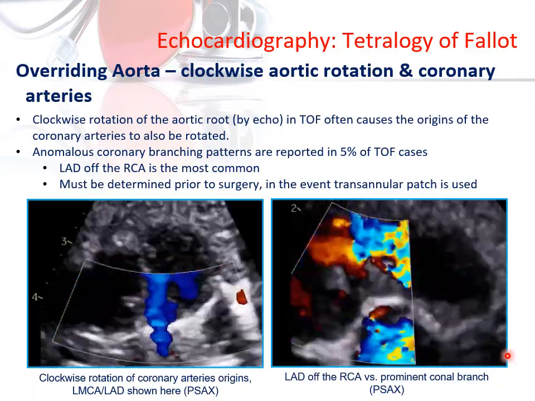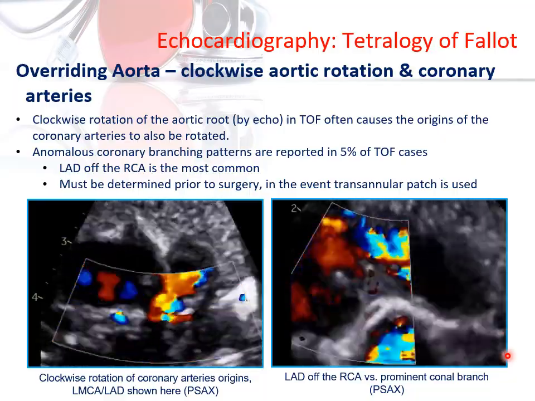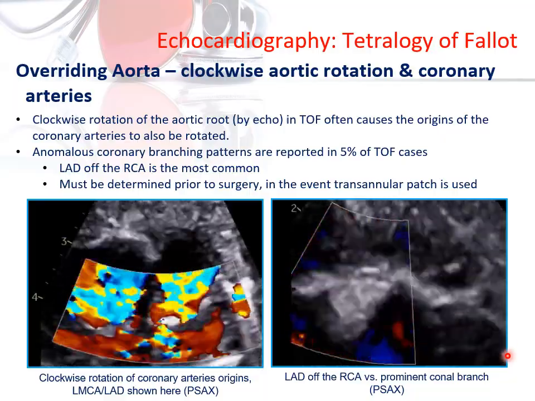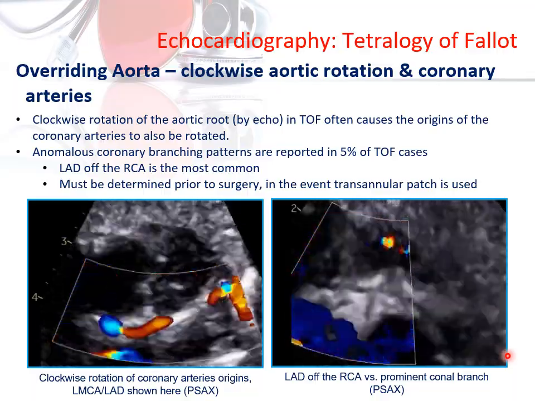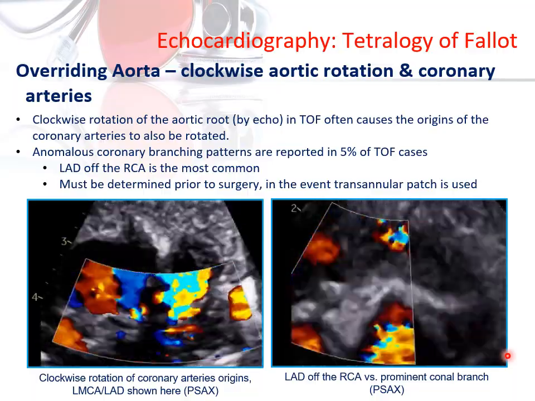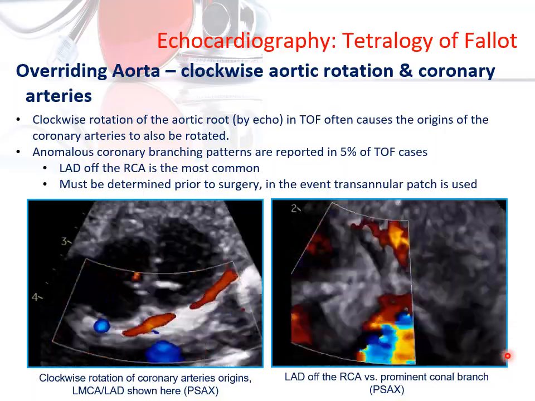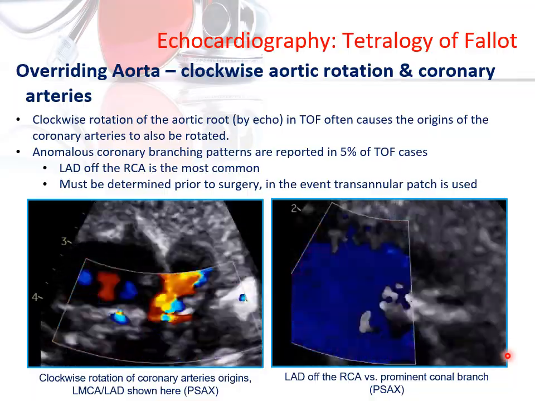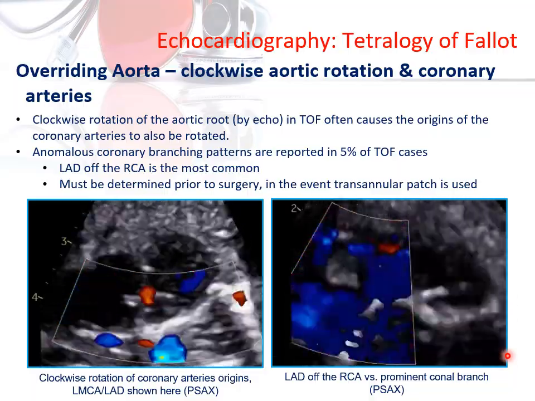And now, if you do have an LAD coming off the RCA, it's really important to determine this prior to surgery in the event that they're going to use a transannular patch. Because in a transannular patch, what they're doing is they're going to make an incision from the MPA across the valve and into the RVOT. And if there's an LAD coursing from the RCA leftward across that area, they could cut right through that coronary. And we can imagine that that's not real great.